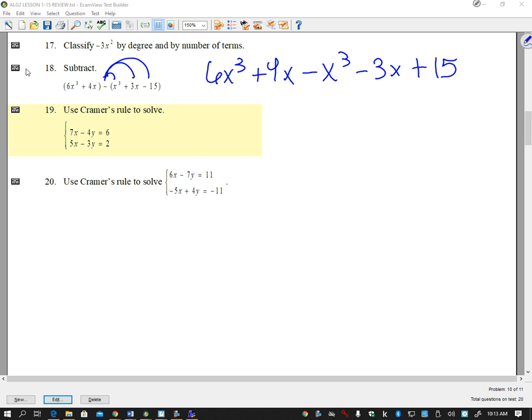Okay, I've got 6x cubed minus x cubed, which is 5x cubed. I got 4x minus 3x, which is plus x, and I've got a lonely 15 sitting over here with nobody to play with. Poor 15. Okay. Am I accurate in assuming that that was the mistake? Yeah. Yep. I mean, I haven't been doing this a super long time, but I've been doing it long enough to know what people are likely to do. Okay. What else?